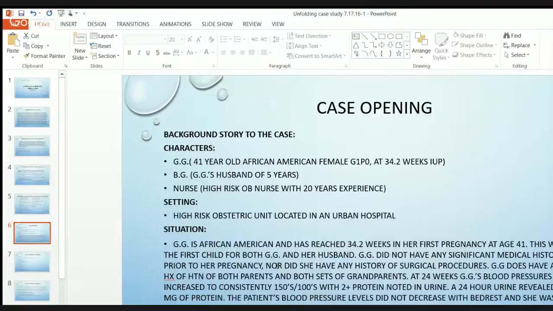And then also in this scenario, you're going to notice that we talk quite a bit about the nurse's assessment, in this case, a high-risk OB nurse's assessment of her. And this nurse happens to have 20 years of experience.